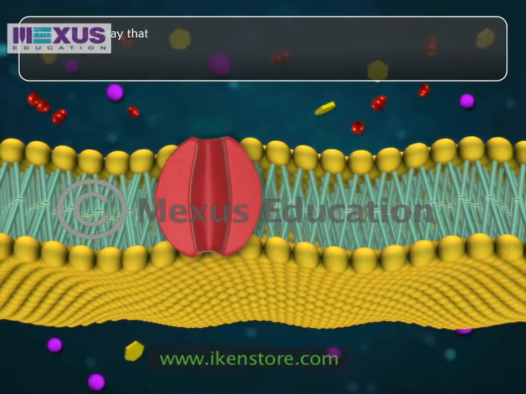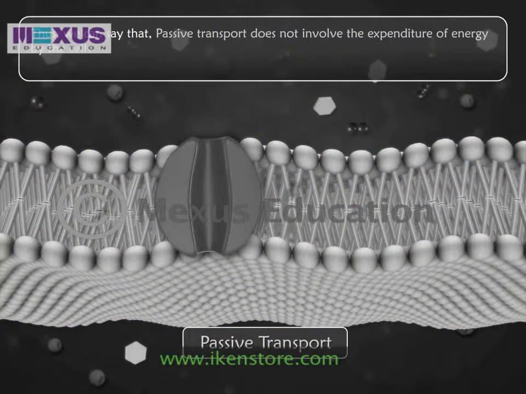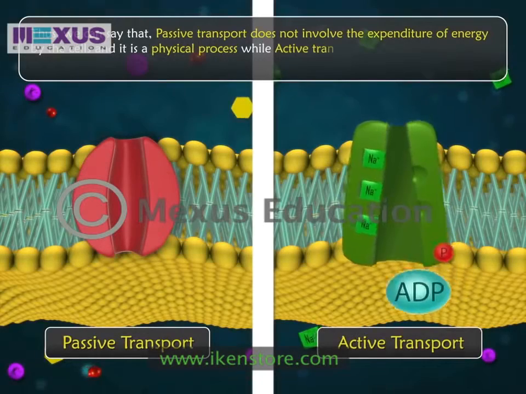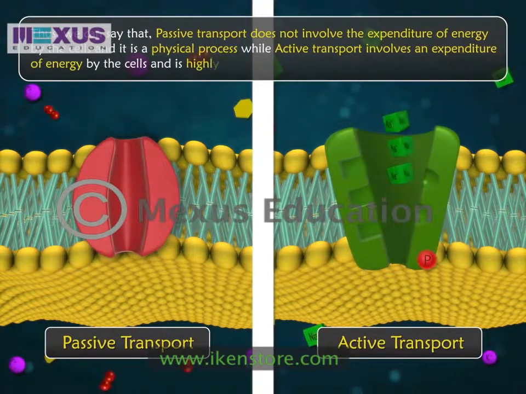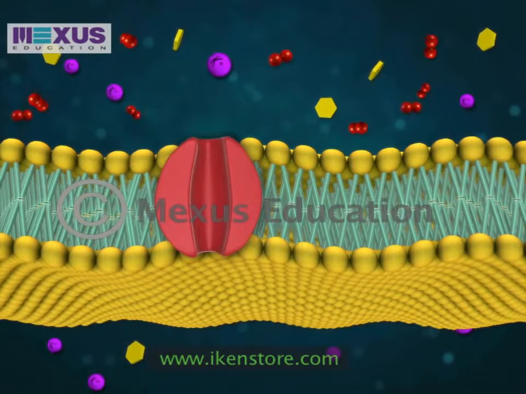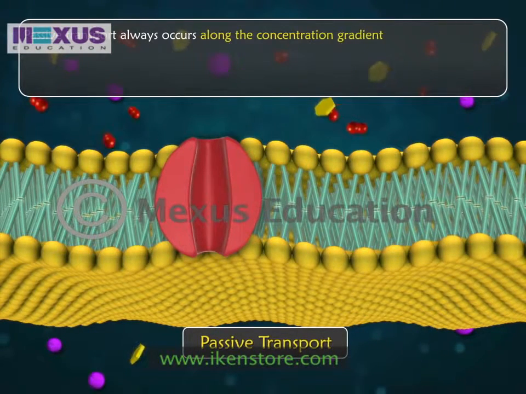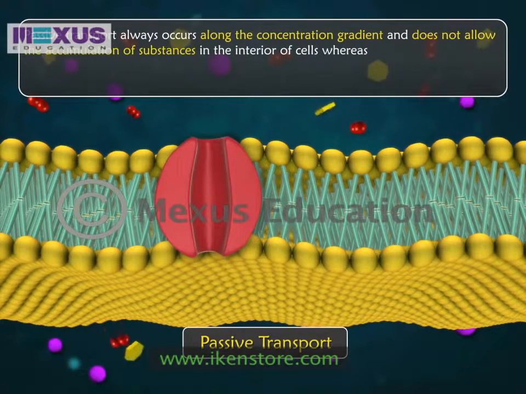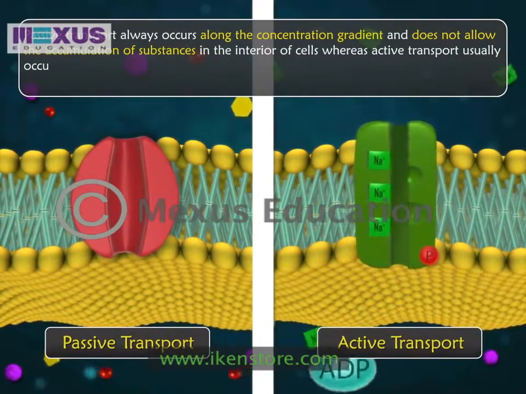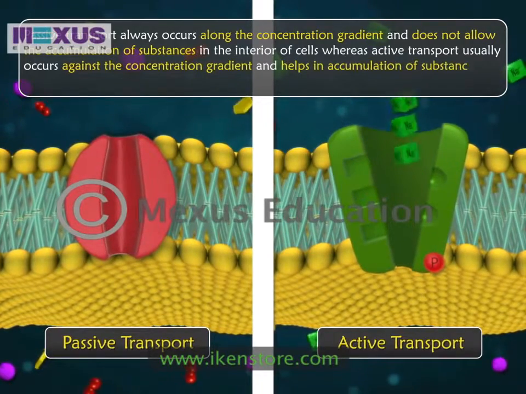Thus, we can say that passive transport does not involve the expenditure of energy by the cells, and it is a physical process, while active transport involves an expenditure of energy by the cells and is highly selective. Passive transport always occurs along the concentration gradient and does not allow the accumulation of substances in the interior cells, whereas active transport usually occurs against the concentration gradient and helps in the accumulation of substances in the cell.